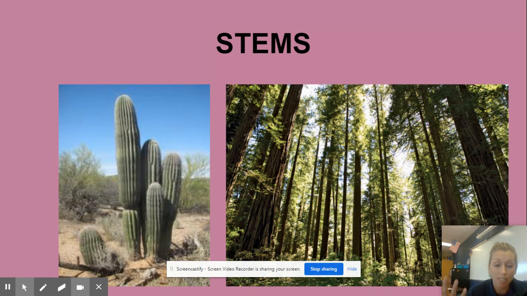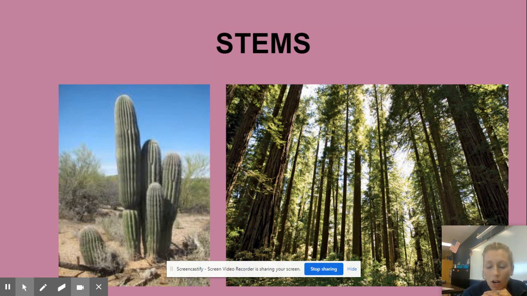They both have stems. They just look very different. Okay, the cactus has a very thick stem, and that is because it stores water in it. As much water as it can collect, it stores so they can use it over a long period of time. And it also has a thick, waxy covering to help keep water inside of it. It doesn't want any water to escape.